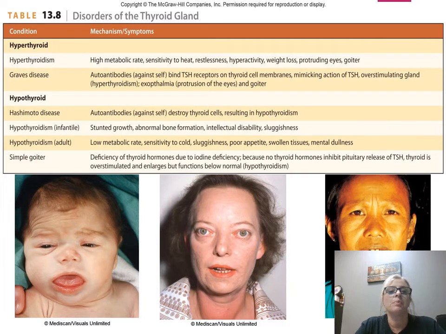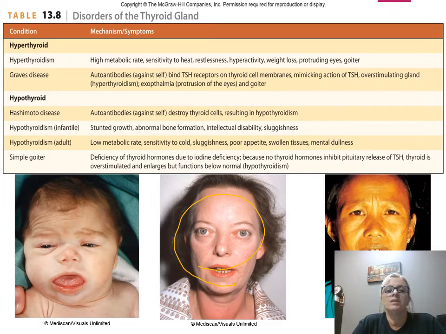Here are some examples. Hyperthyroidism, you're going to see a very high metabolic rate. You're going to lose weight, be very sensitive to heat. You're not going to rest well. You're going to be hyperactive. You can see that you could have these protruding eyes, as in this picture here. And one cause of this is Graves' disease.